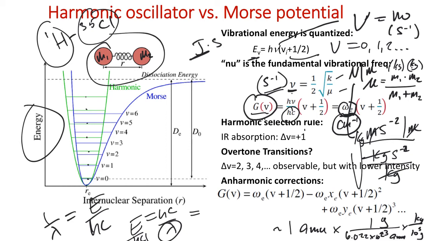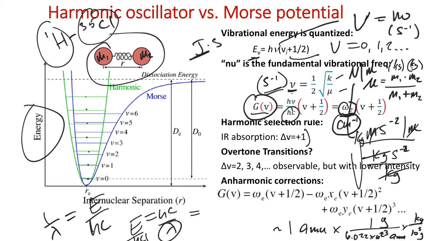So our IR selection rule is that the vibrational quantum number has to change by 1, and we're starting at 0, so it can't go to -1. The vibrational quantum number can change up by 1, and that's going to be our most intense absorbance: v equals 0 to 1. The overtones are observable for real molecules.